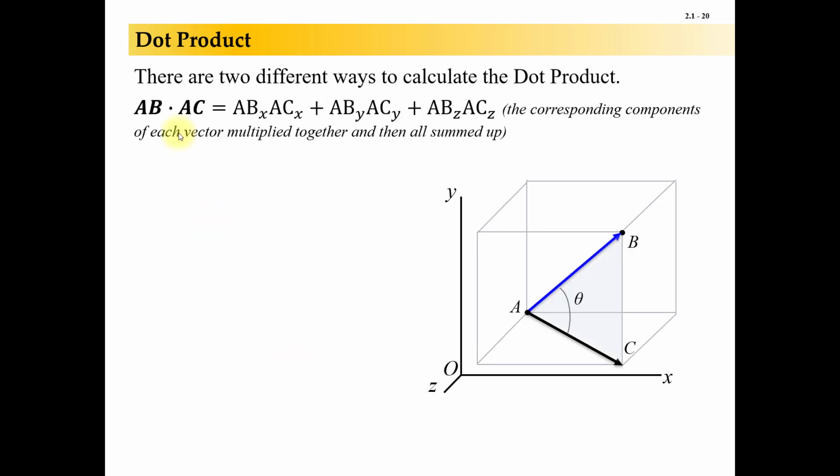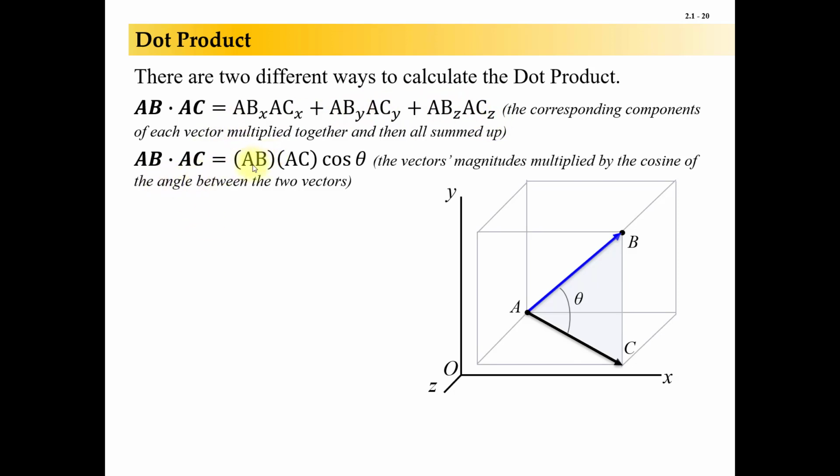Okay, so there are two different ways to actually do the math. For AB dot AC, you can multiply their x terms together, multiply their y terms together, multiply their z terms together, and add them all up. You can also take the magnitude of AB times the magnitude of AC and then multiply it by cosine of theta. Those are the two ways you can do it.